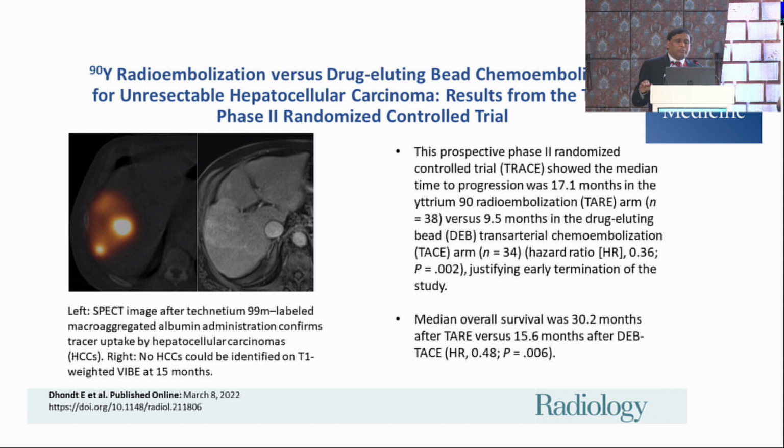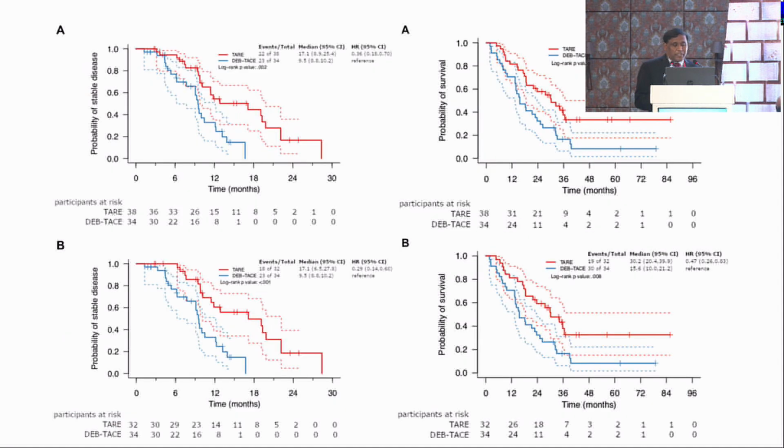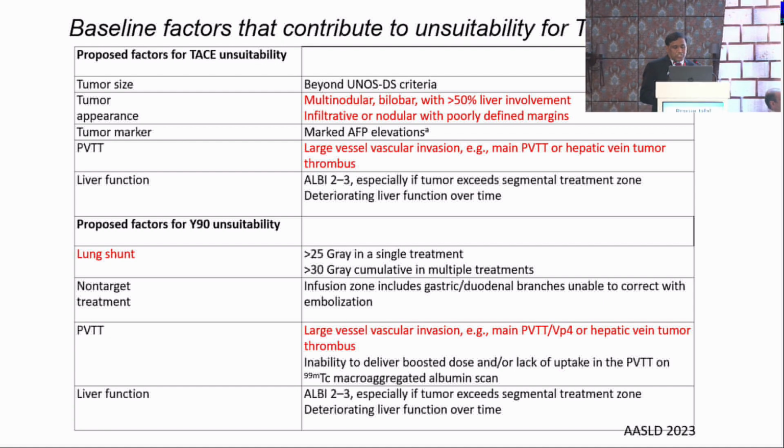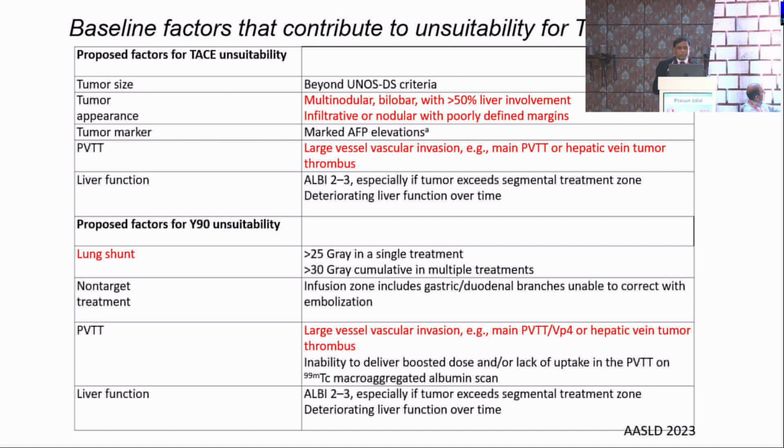Now, what about comparing radioembolization and TACE? There's not much data. However, recently this study came up, showing TARE is superior to TACE. And if you see here, both overall survival and time to progression improved. So baseline factors which contribute to unsuitability of TACE are primarily vascular invasion and more than 50% involvement of the liver. For TARE, you have to look for the shunt, and vascular invasion involving a major vessel.